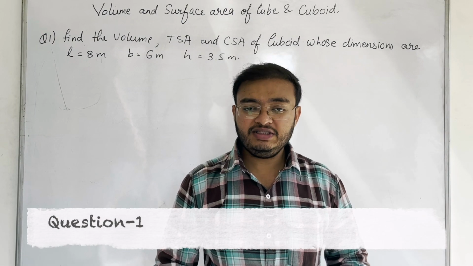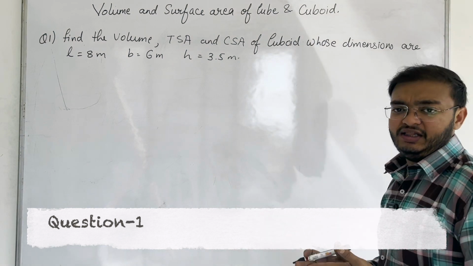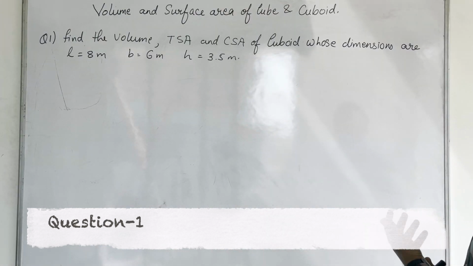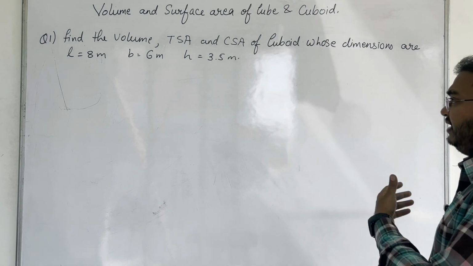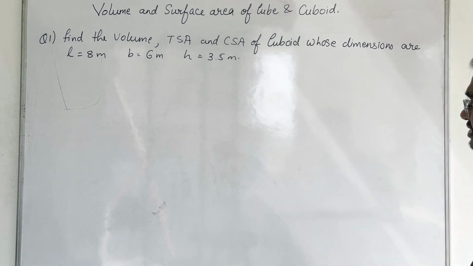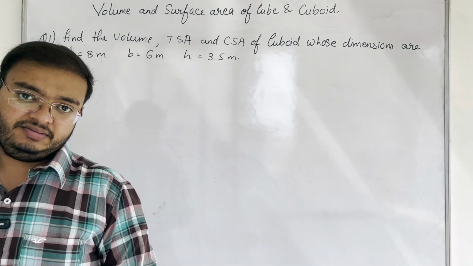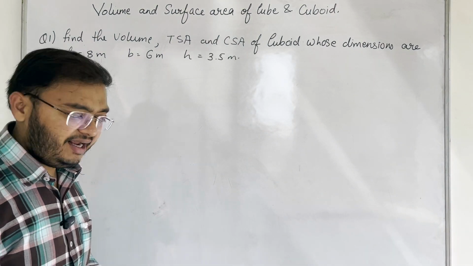Let's go. So, here is the first question. Here you can see that we need to find the volume, TSA and CSA of the cuboid whose dimensions are length, breadth and height. Length is 8 meter, breadth is 6 meter and the height is 3.5 meter. Now, this is a cuboid. That means it is generated from rectangle.